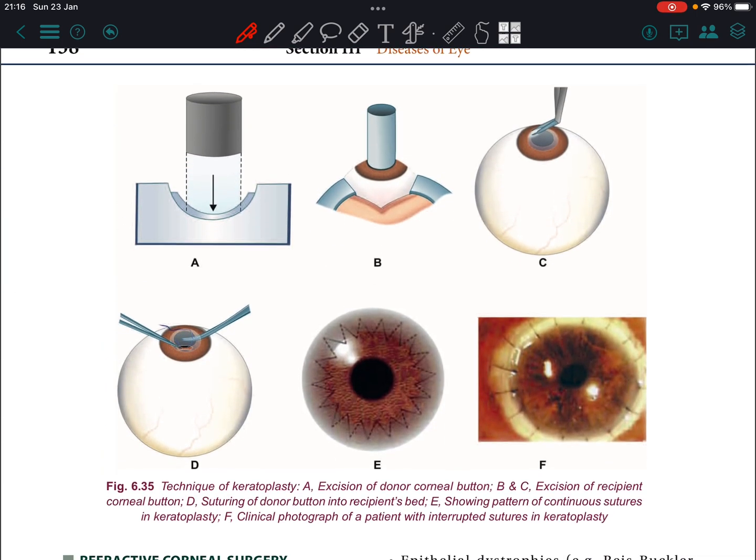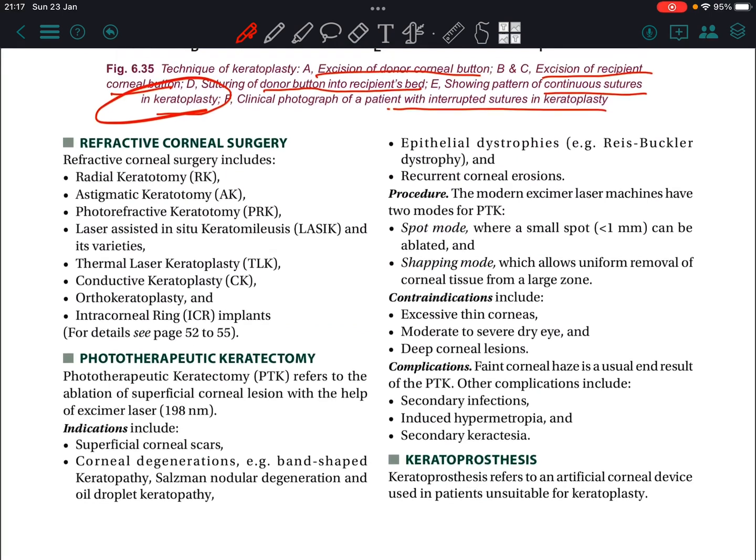A: technique of excision of donor corneal button. B and C: excision of recipient corneal button. Suturing of donor button into recipient bed, showing pattern of continuous sutures in keratoplasty. Clinical photograph of a patient with interrupted sutures in keratoplasty.